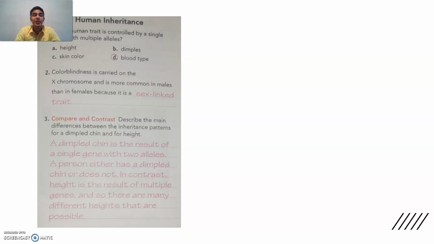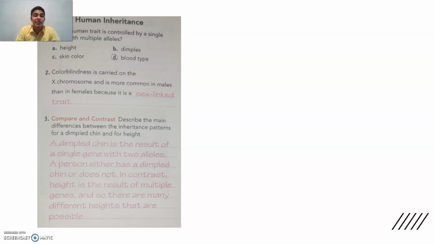Let's go with question number 3. Compare and contrast. Describe the main differences between the inheritance patterns for a dimple gene and for height. This explanation is going to be a little bit long, but here you have it. A dimple gene is the result of a single gene with 2 alleles, and a person either has the dimple gene or does not. In contrast, height is the result of multiple genes, and so there are many different heights that are possible.